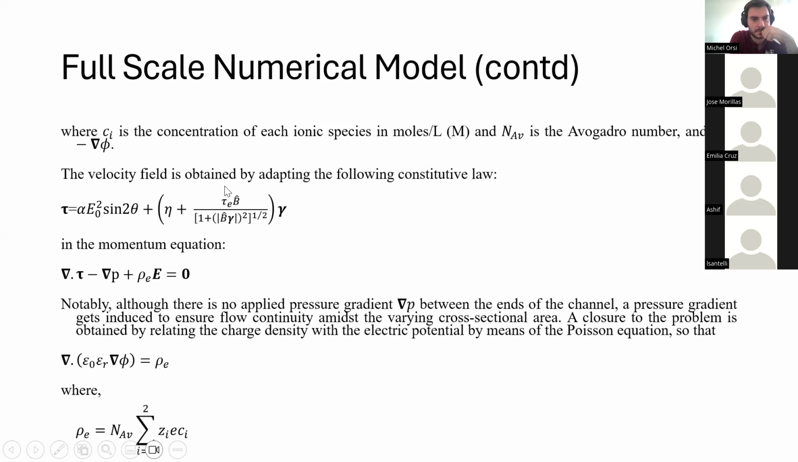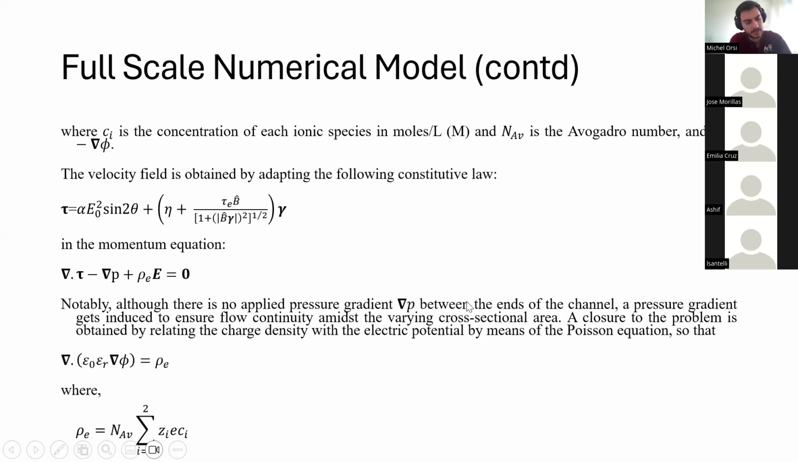The velocity field is obtained by using the electrorheological fluid viscosity equation and finally the momentum equation is used. Notably, there is no applied pressure gradient. This is an electric field driven flow. Gradient of P between the ends of the channel, a pressure gradient gets induced to ensure flow continuity amidst the varying cross-sectional area. This is what you are asking.